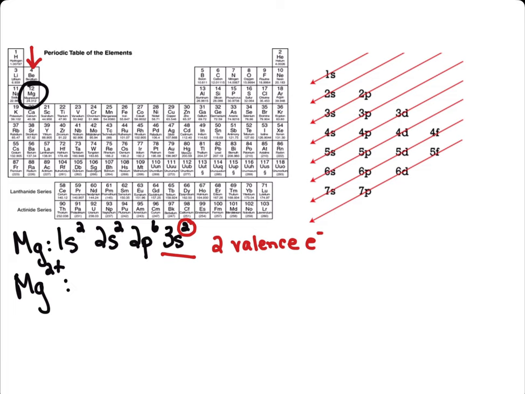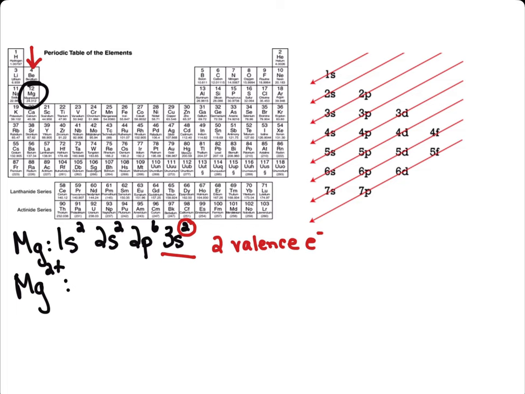Now, what would be the electron configuration of magnesium 2+? Well, a neutral magnesium has 12 electrons. A cation is something that gives up its electrons. So 2+ means it wants to give up 2 electrons. So if I start off with 12 and I give up 2 electrons, that means I only have 10 electrons.